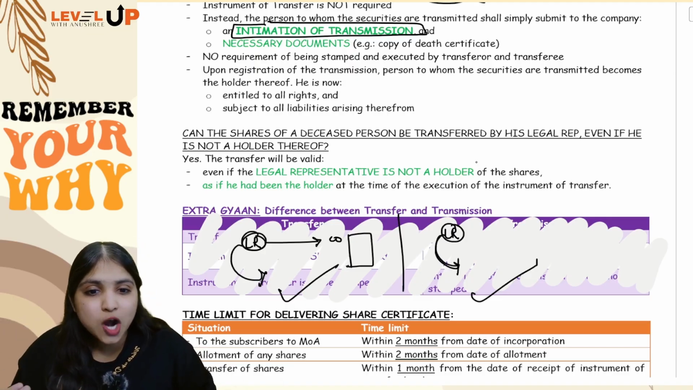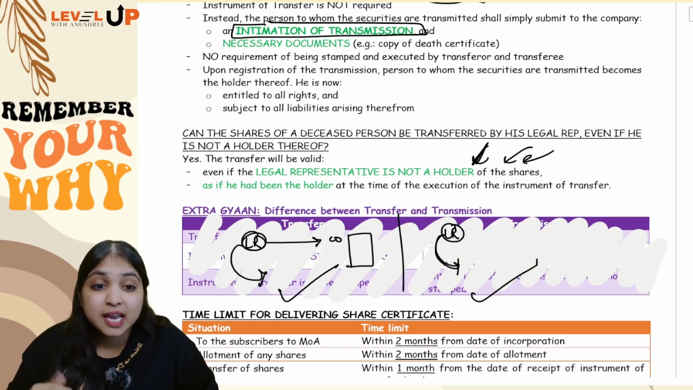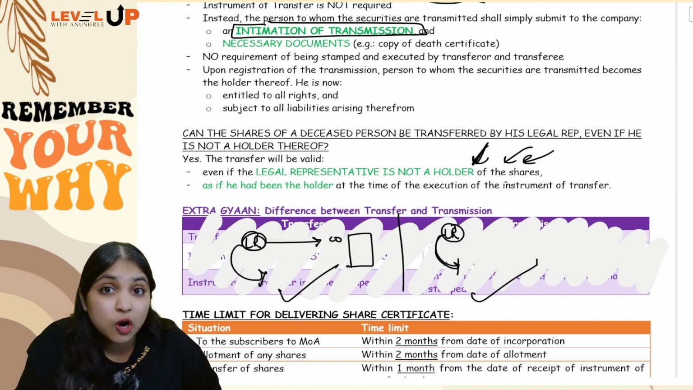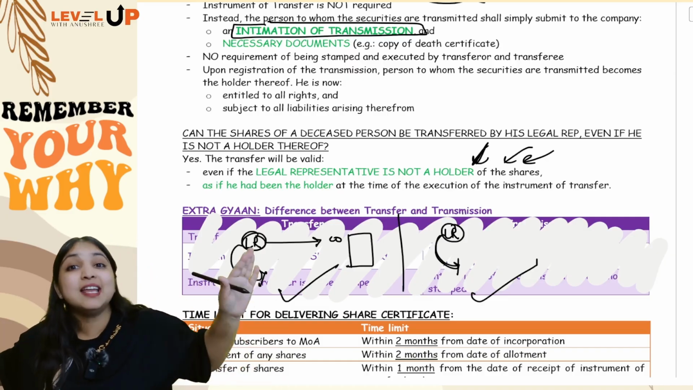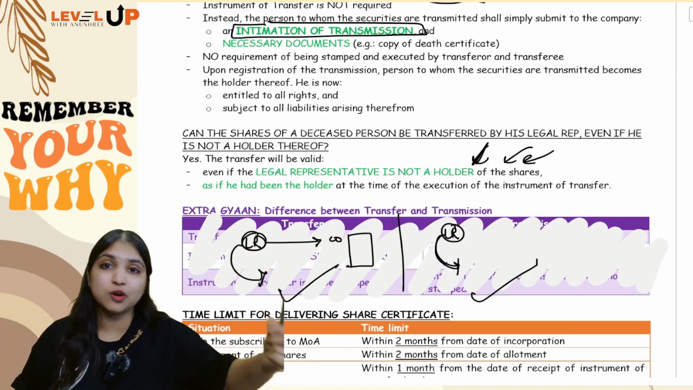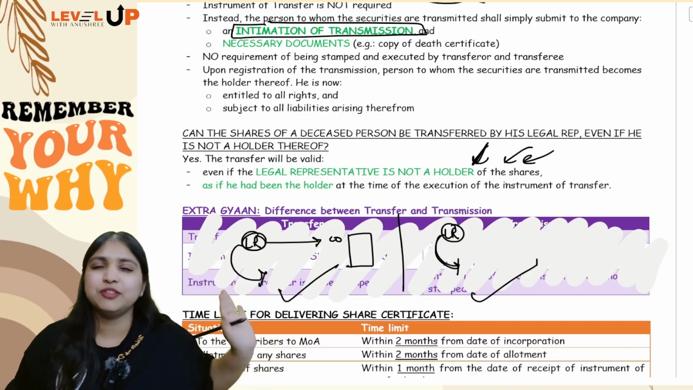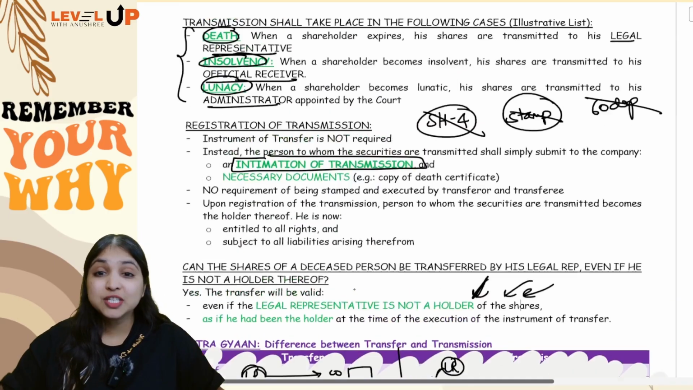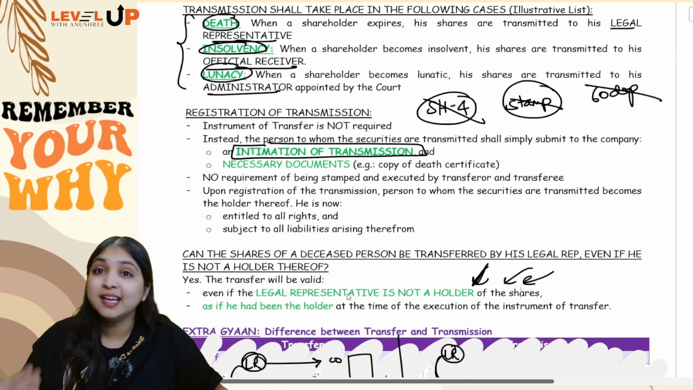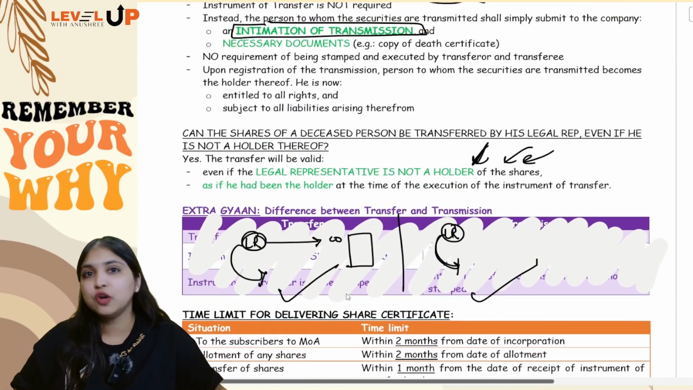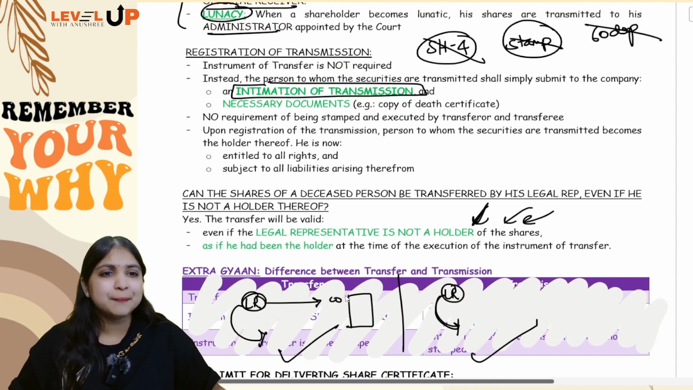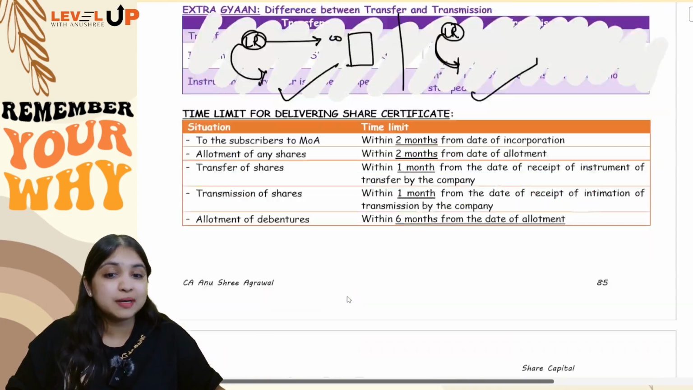Even though he has not become the member of the company, even though in the register of members his name is not written, still he can transfer shares to whomever he wants. It will be as if the owner of the shares has transferred. Okay, so this was transmission. Doesn't happen voluntarily, happens automatically. No instrument of transfer. Instead, we have intimation of transmission over here. No stamping requirement. 60 days requirement is also not there.